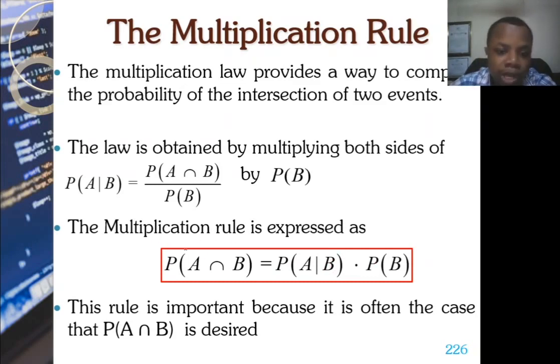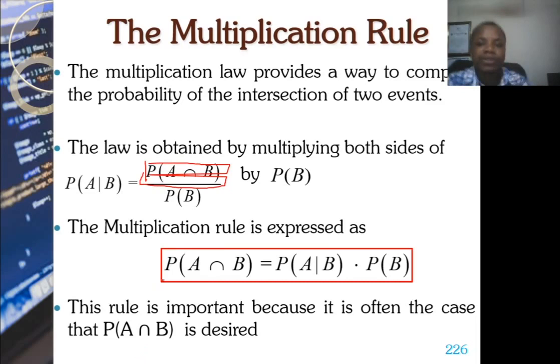So this is more or less like trying to make this term here the subject. And this is very useful when we don't know the probability of the intersection between the two events, and we would like to know that. But once this is given, it means that this information would have already been given as well as this.